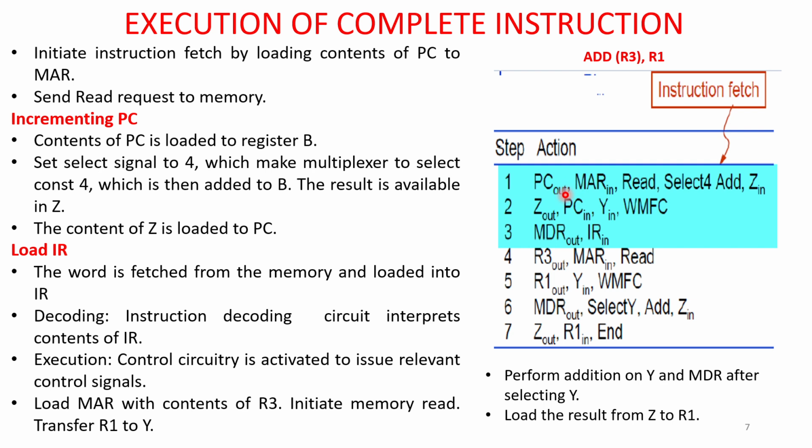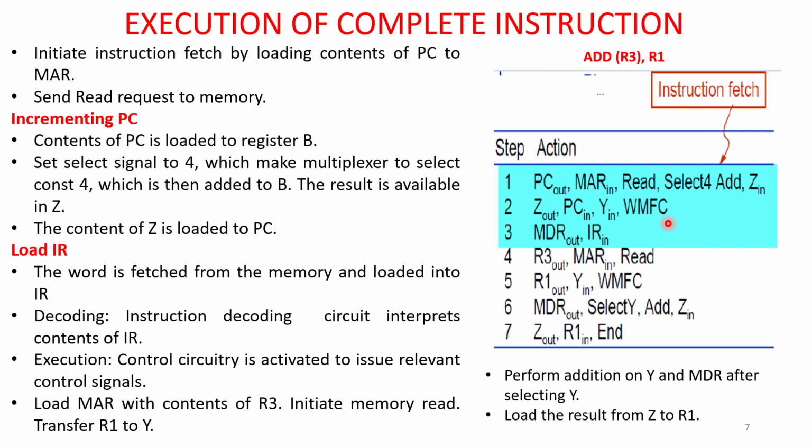The instructions are stored in memory, and the PC has the address of the next instruction. So to get the next instruction from memory, load the PC value to MAR and give the read signal. Then select 4 and add, for updating the PC with the next instruction address: PC equals PC plus 4. So select 4 and add it to the PC, store the result in Z, then get the Z value and update the new PC value. This is performed in the second step, and it is also stored in Y.